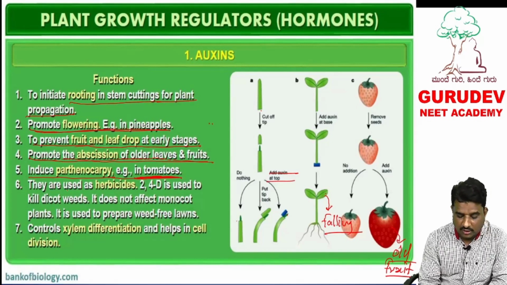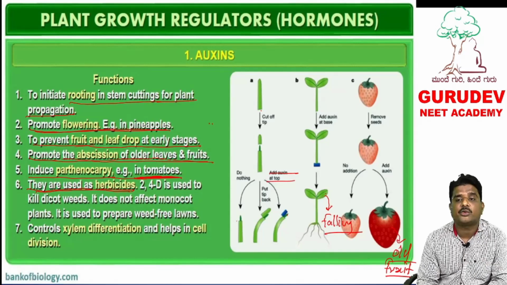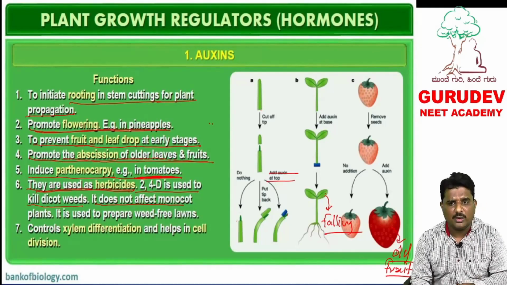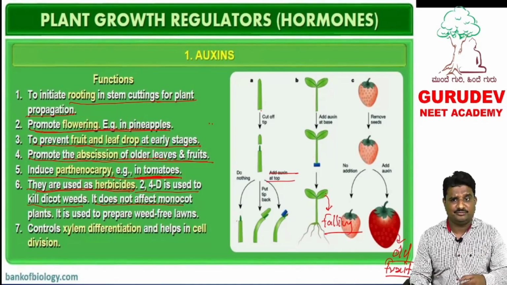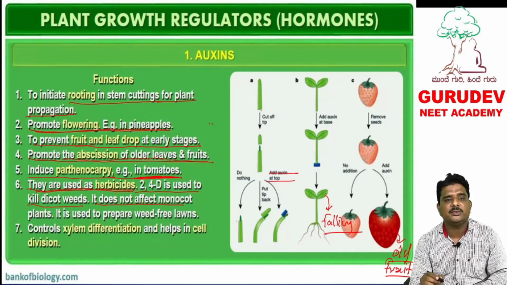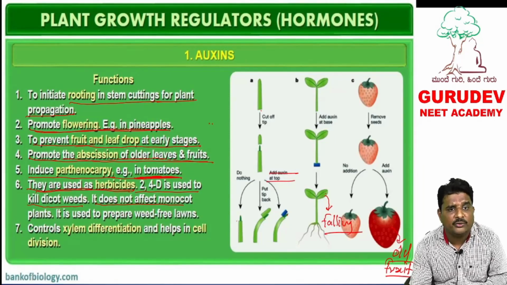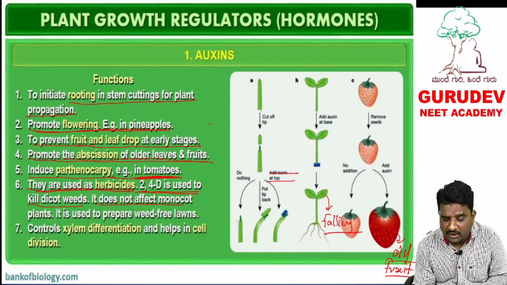Next, they are also used as herbicides. Herbicides means a weed killing process. Weeds, unwanted plants in the crops, are killed by using the auxin hormone. Particularly 2,4-D is used to kill dicot weeds. It does not affect the monocot plants. Say for example, a maize crop is there. In the maize crop land, dicot weeds are killed by using 2,4-D.